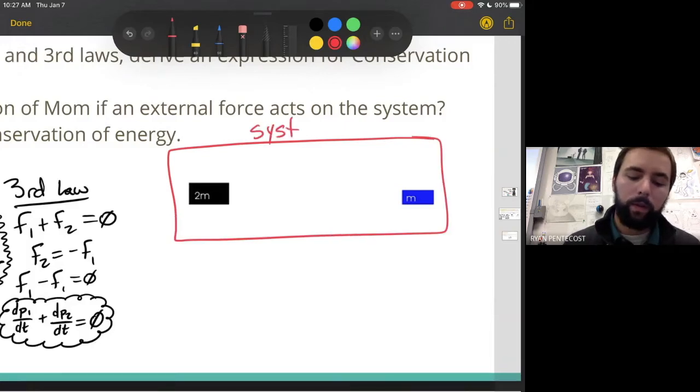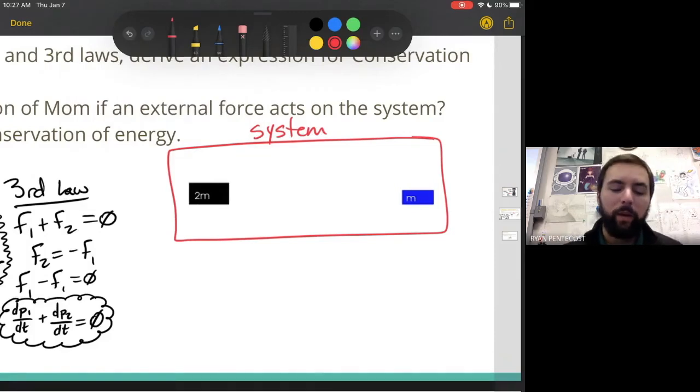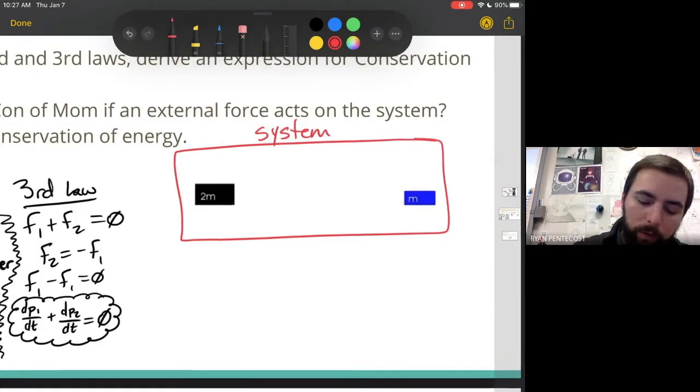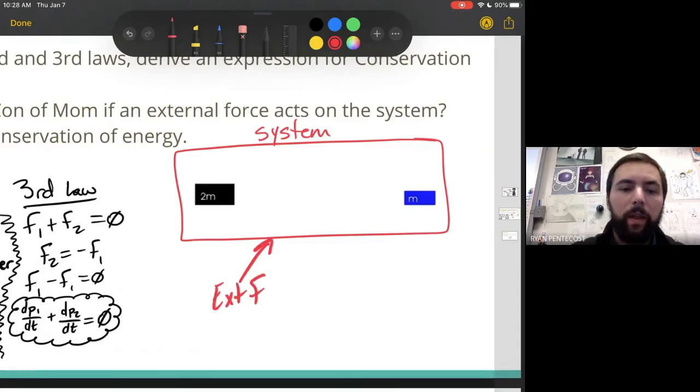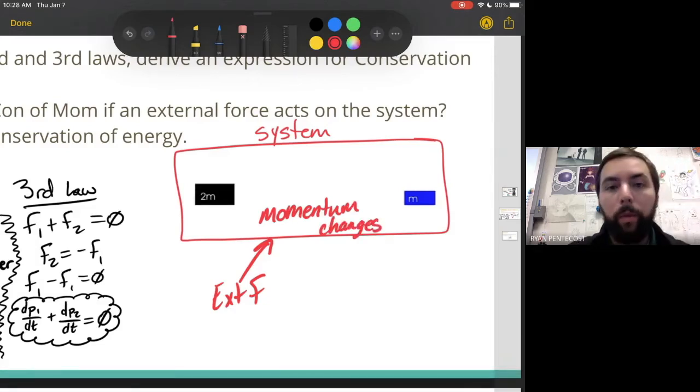Let's call this the system. My penmanship's not good for that size of pen. So this is our system. If some external force acts on that system, then the momentum is going to change. It can be increased, it can be decreased, but the momentum is going to change. And that is when momentum is not conserved.